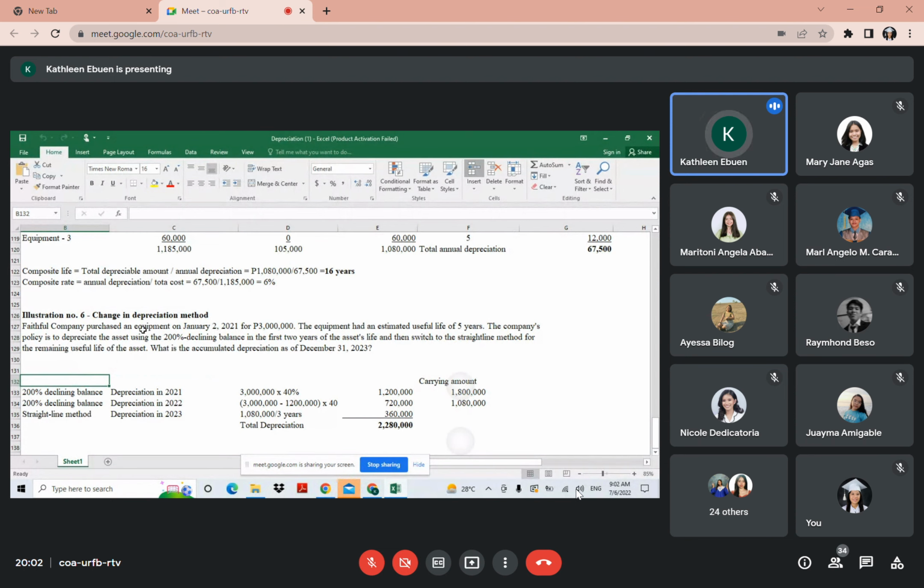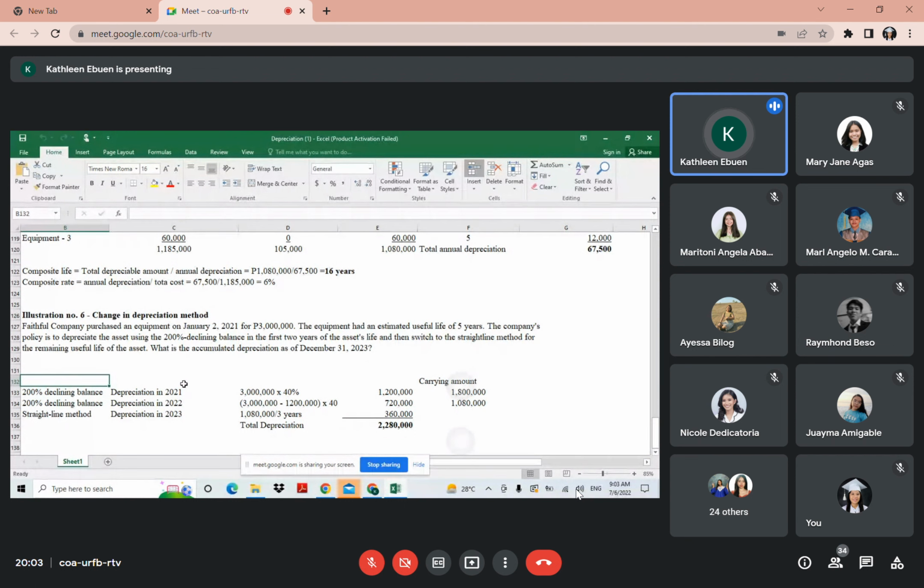Okay, so Faithful Company purchased an equipment on January 2, 2021 for 3 million. The equipment had an estimated useful life of 5 years. The company's policy is to depreciate the asset using the 200% declining balance in the first 2 years of the asset's life and then switch to the straight line method for the remaining useful life of the asset. So what is the accumulated depreciation as of December 31, 2023? So makalipas po ang 3 taon, magkano daw ang accumulated depreciation?